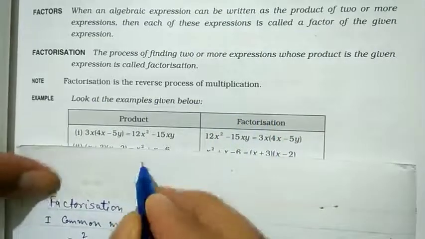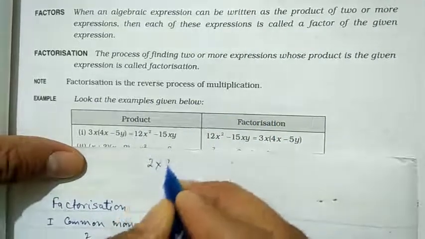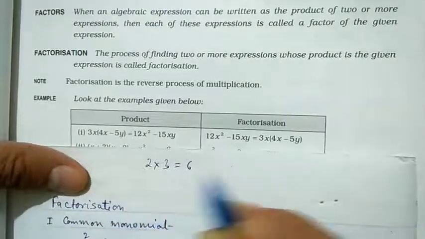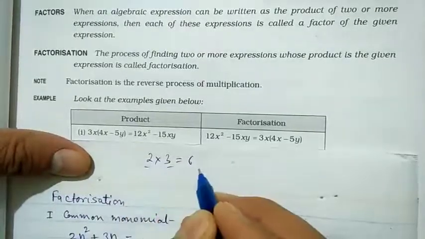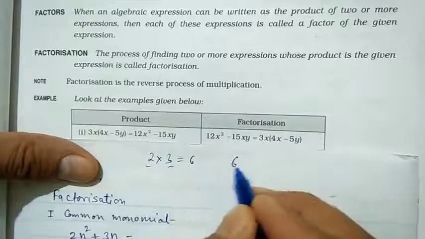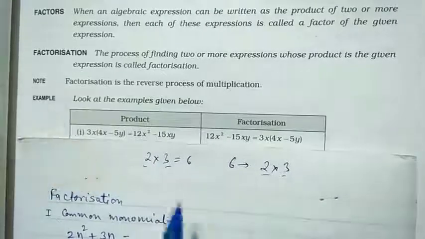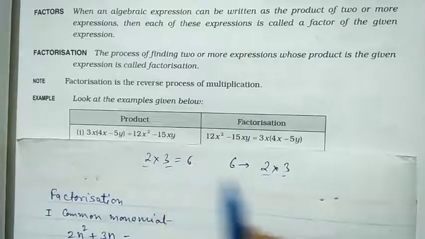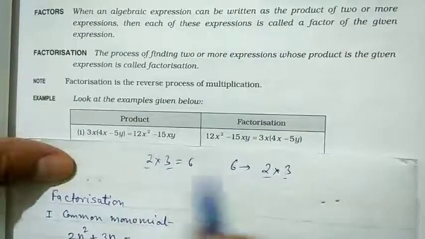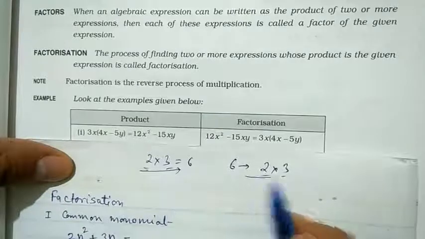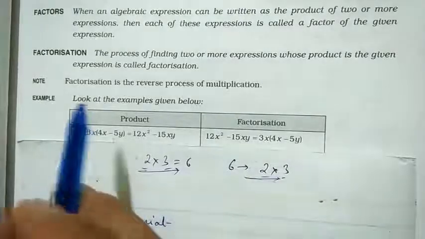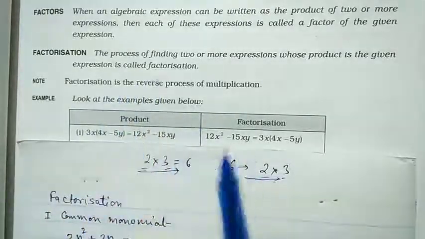Means in multiplication, 2 into 3 we get 6. So this is the product, multiplication. And what are factors? Factors of 6 are 2 and 3. Means 2 into 3 is 6 and 6 is 2 into 3. Here this is the product and here it is factorization. So this comes in algebraic expressions.